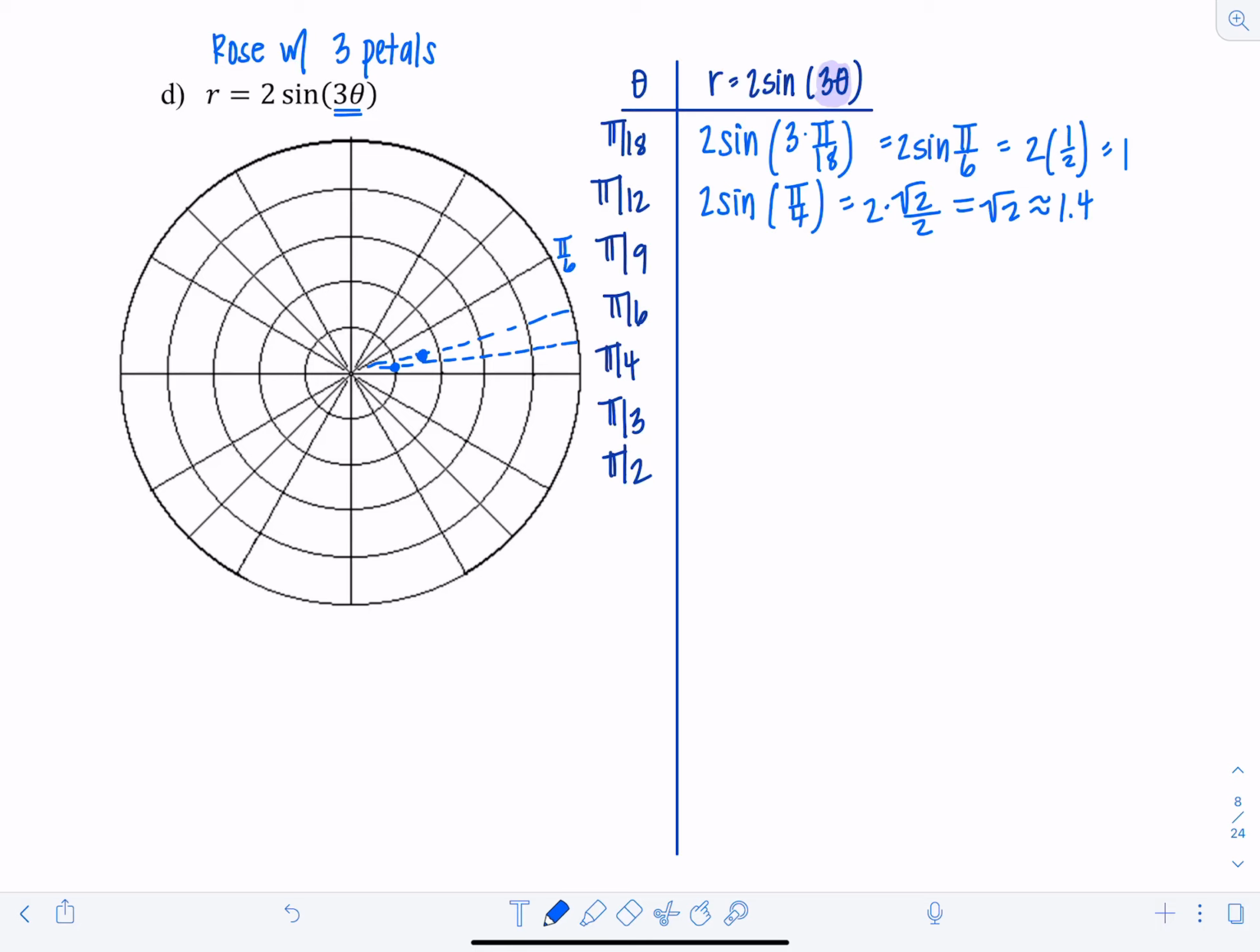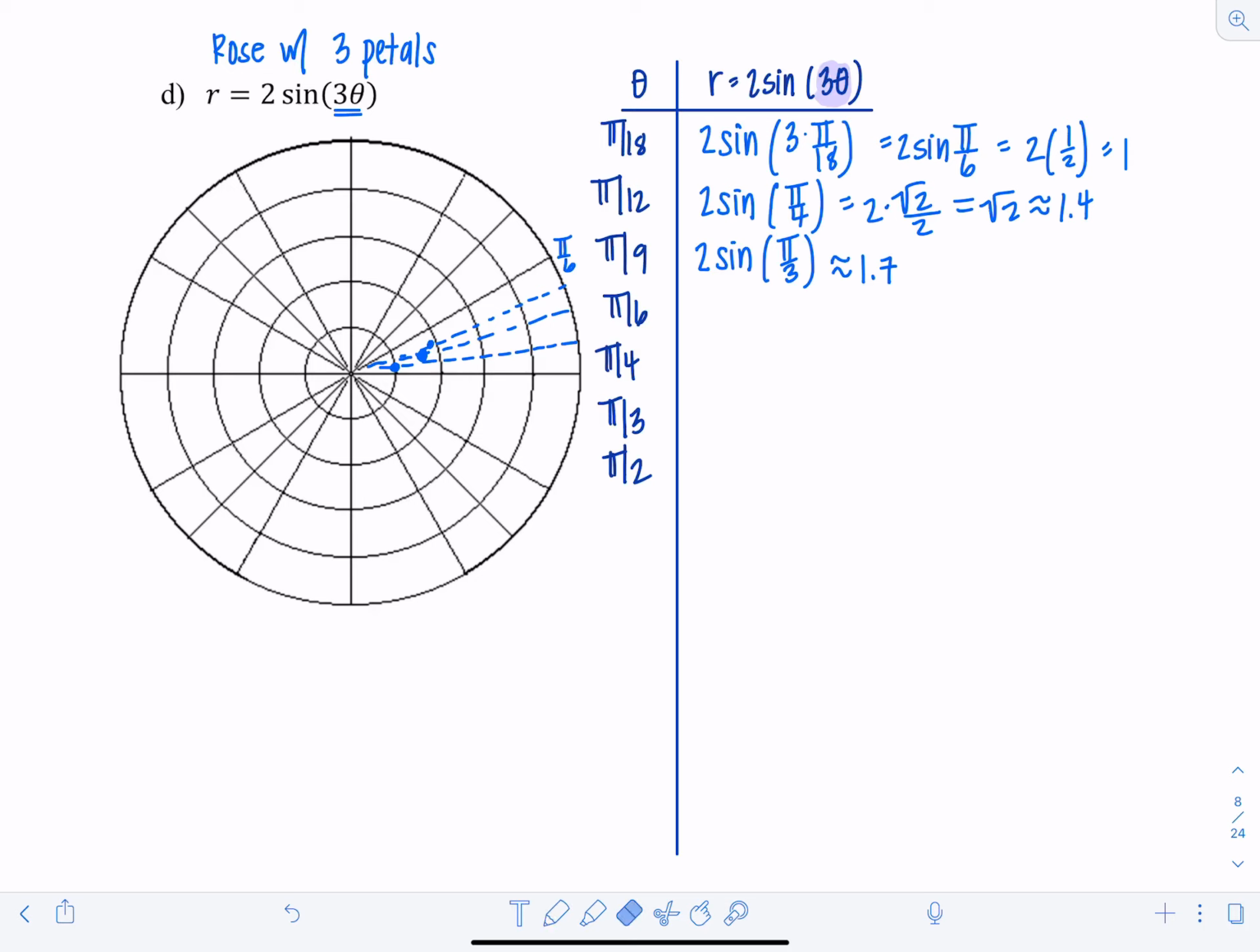Okay. Pi over 9. So if I plug in pi over 9, that's 2 times sine of 3 times pi over 9, which is pi over 3. And then sine of pi over 3 is rad 3 over 2. But then times 2 is rad 3. So this is about 1.7. So pi over 9, that's going to be 1 pi over 18, 2 pi over 18. So 2/3 of the way. So here's pi over 9. Let's say 1.7's around here.